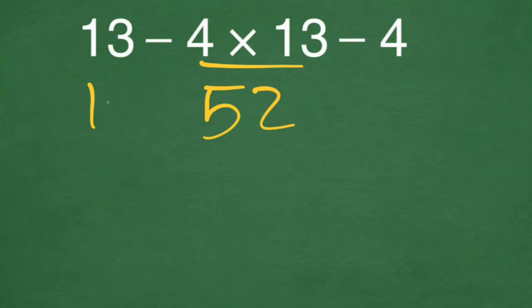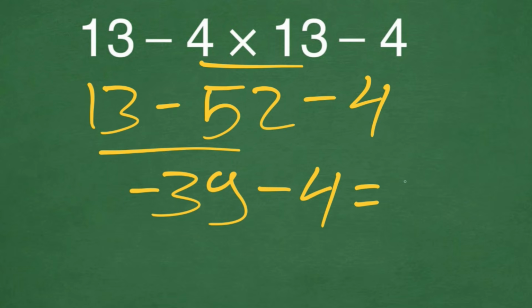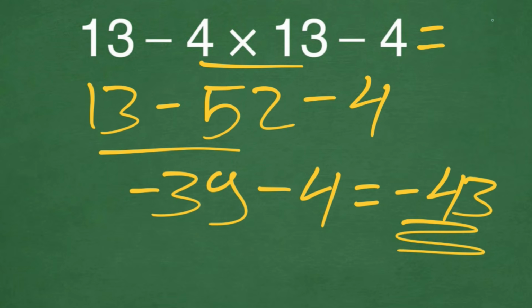And 13 minus 52 minus 4 is going to be the next equation. So 13 minus 52 gives us negative 39. And negative 39 minus 4 is equal to negative 43. So the final answer to this question is negative 43.